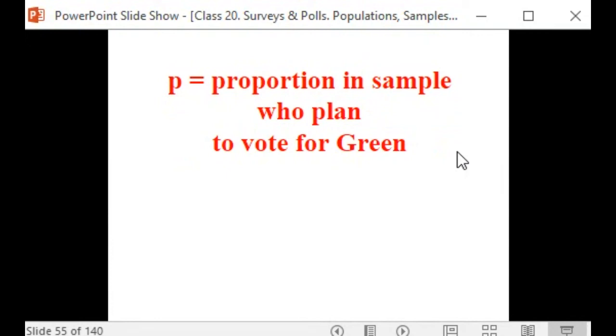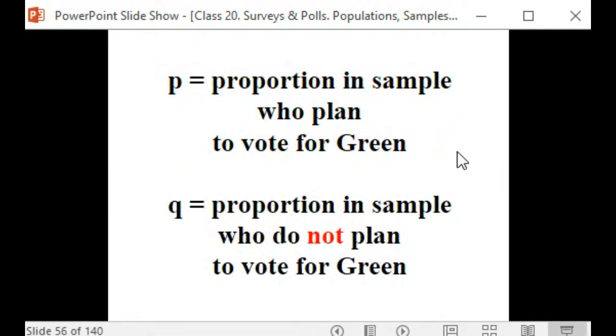Now, if we use P to represent the proportion of voters who plan to vote for Green, what symbol do you think we'll use for the proportion of voters who do not plan to vote for Green? Give you a second to think about that. You got it? P are those who vote for Green. What symbol do we use for the voters who don't vote for Green? Aha, you got it? It's Q. Q is the proportion of individuals in the sample who do not plan to vote for Green.